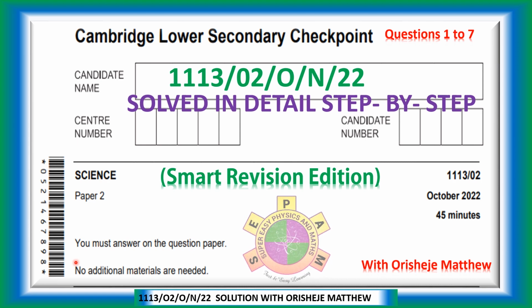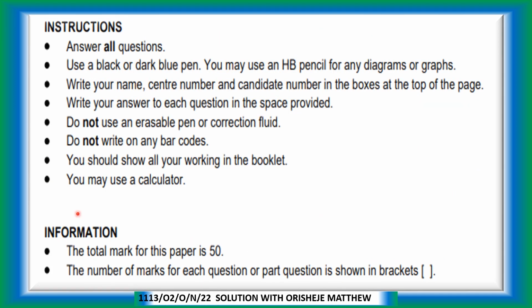Today we are looking at the solution to Cambridge Lower Secondary Checkpoint Paper 2, October-November 2022. This paper is solved in detail step by step, and this is a smart revision edition because we are going to explain the major concepts behind each question. So let's jump in. You are expected to answer all questions. There are 14 questions, and the total mark for this Paper 2 is 50 marks.